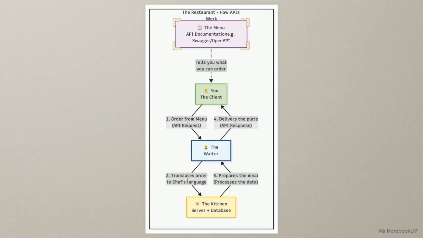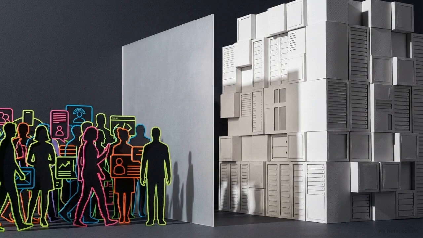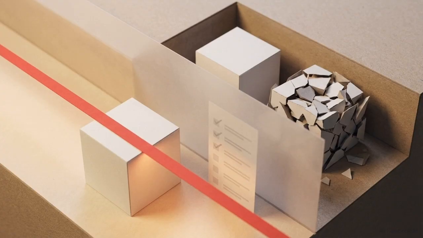The top API documentation box acts as the menu, dictating what you can legally order. Following the arrows, the waiter translates your order for the chef and delivers the finished response. APIs enforce the strict boundaries that keep external clients away from the raw database. They protect the core infrastructure by ensuring every interaction follows the rules of the menu.